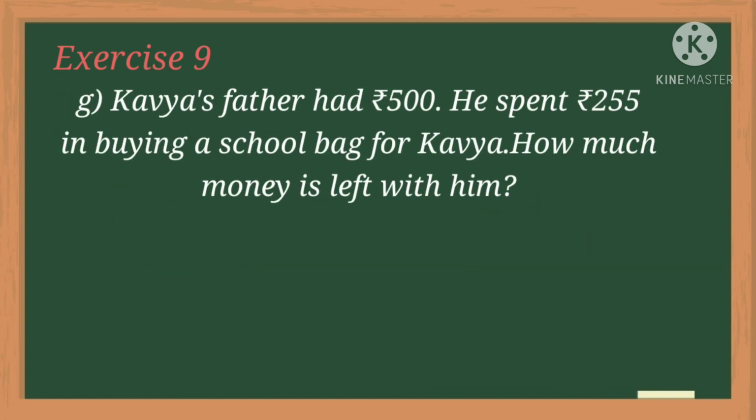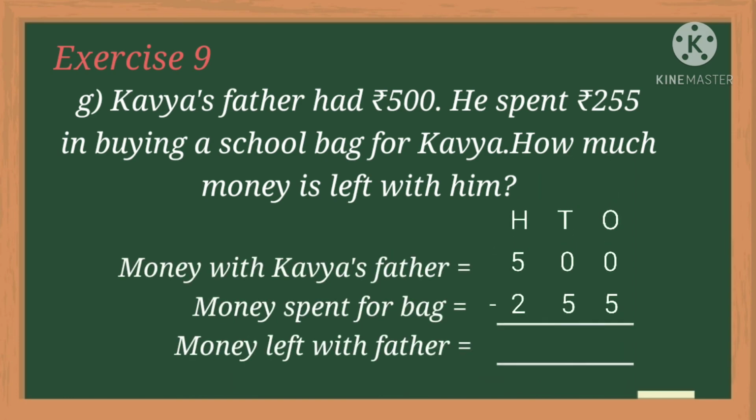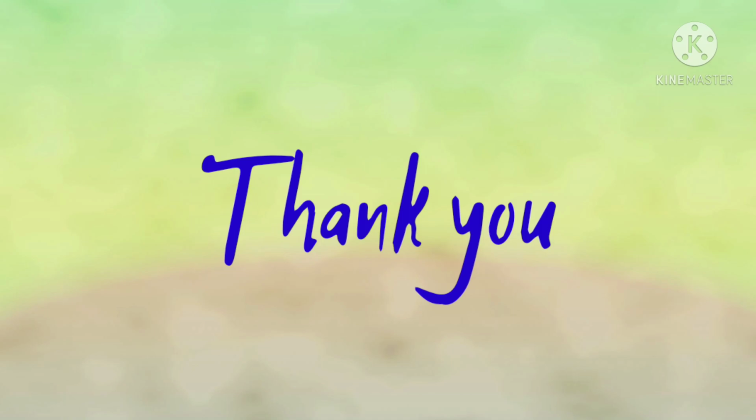Kavya's father had 500 rupees. He spent 255 in buying a school bag. How much money is left with him? Yes. Let's take the borrow here also. 10 minus 5 is 5. 9 minus 5 is 4. 4 minus 2 is 2. Kavya's father is left with 245. Like this, you can solve the remaining sums also.